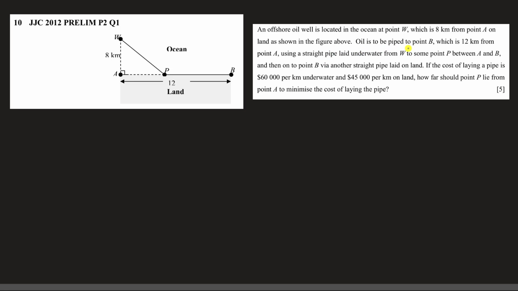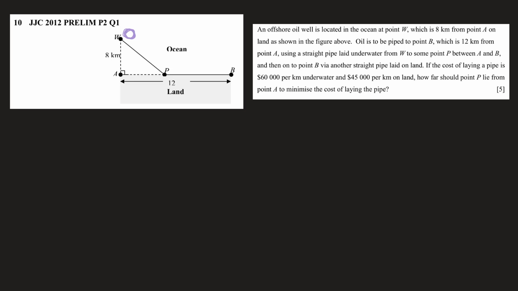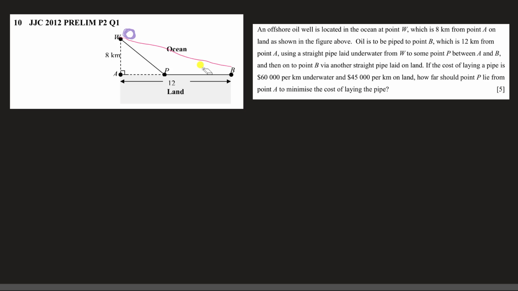Oil is to be piped to point B, which is 12 km away from A, using a straight pipe laid underwater from W to some point P between A and B, and then onto B via another straight pipe laid on land. Okay, so your job is to get the oil from W to B, right? So there are many ways to do it. You can pipe it a straight pipe like this. Draw a straight pipe. This means that the entire pipe is in the ocean.